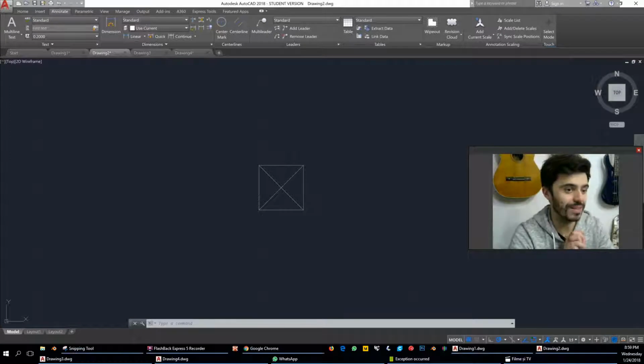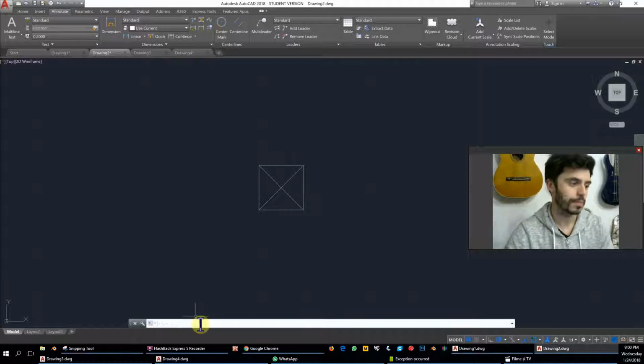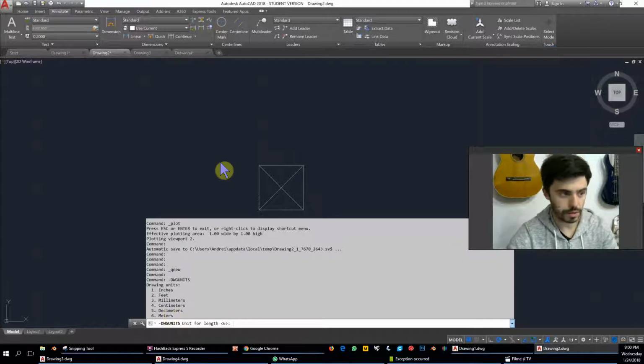Hey guys, please help me understand how AutoCAD works, because it's really confusing regarding units. So, I opened the Imperial template, which is in inches, and I switched it to meters. I switched it using this command, DWGUNITS, right? And now I am in meters.